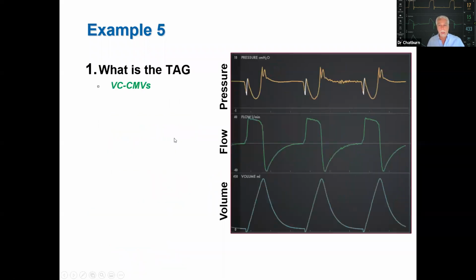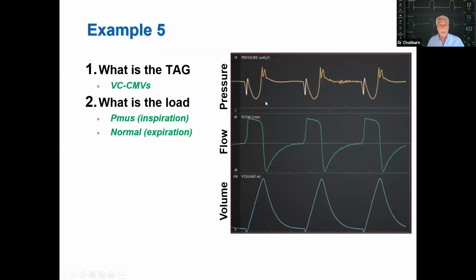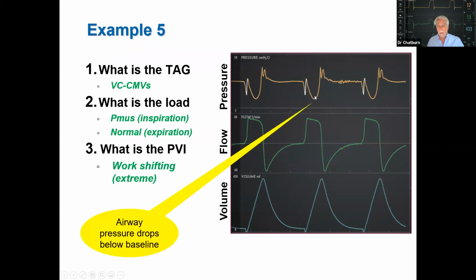Another example, here we have volume control, continuous mandatory ventilation. Again, we know this from the flow waveform, but the pressure waveform is dramatically distorted. We see that during inspiration, the pressure waveform goes way below the expiratory pressure, looks like an inverse pressure waveform. And this is what we call extreme work shifting, or in this case, because the inspiratory pressure goes below baseline pressure, we would call that flow starvation. Again, this is a bad sign clinically. You'd want to do something to address it.